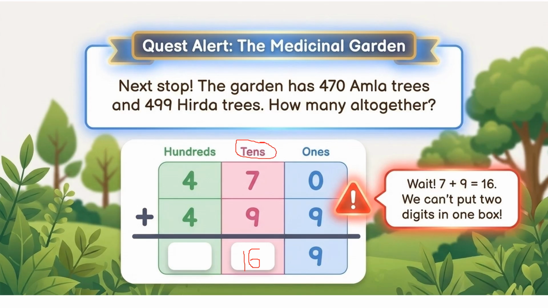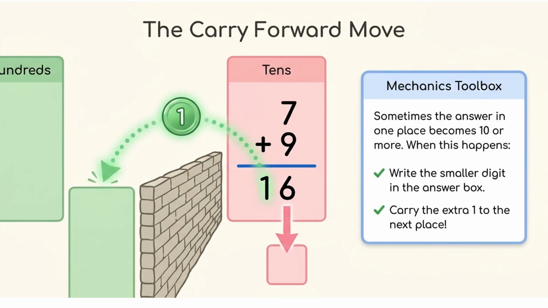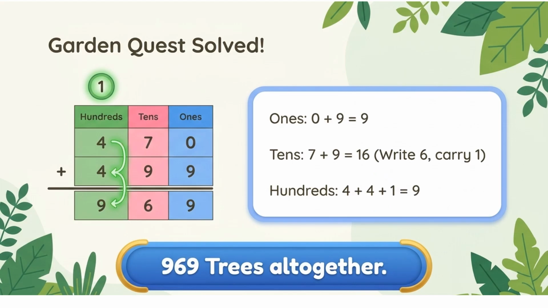So what to do? Now we're going to take this one and push it towards the 100 side. We are just going to take this one and move it. We're going to call it carry forward. We are going to carry this forward towards the 100 side. Then once we carry forward, we write it on top. Can you see here? The one is written on top. Let's count again. So 16 we got, then 4 plus 4 is 8 and you add this one as well. So 8 plus 1, 9. So there are 969 trees altogether.